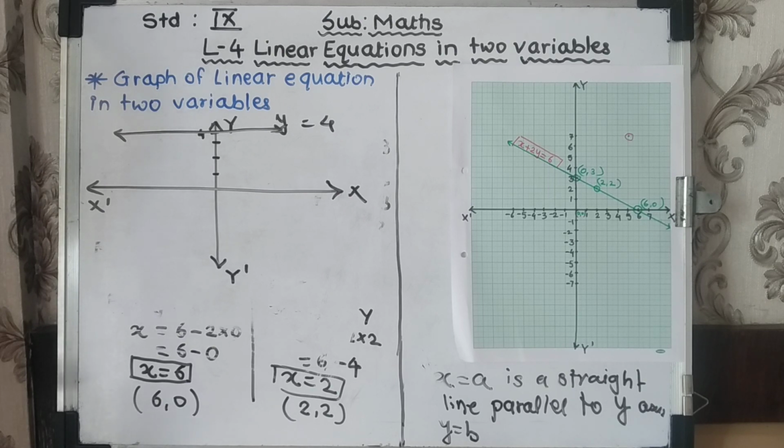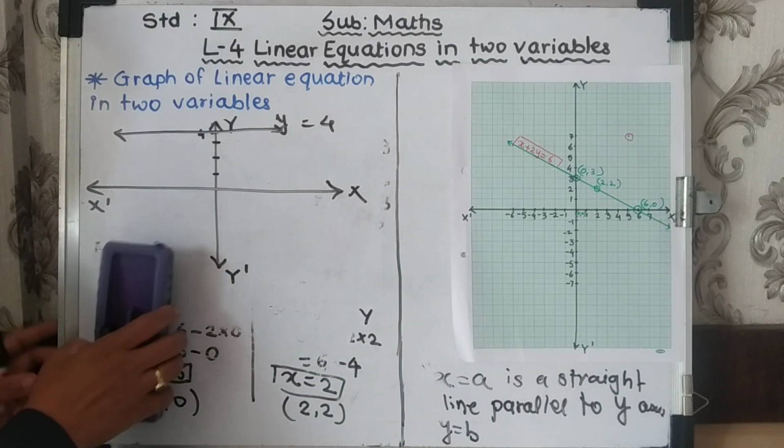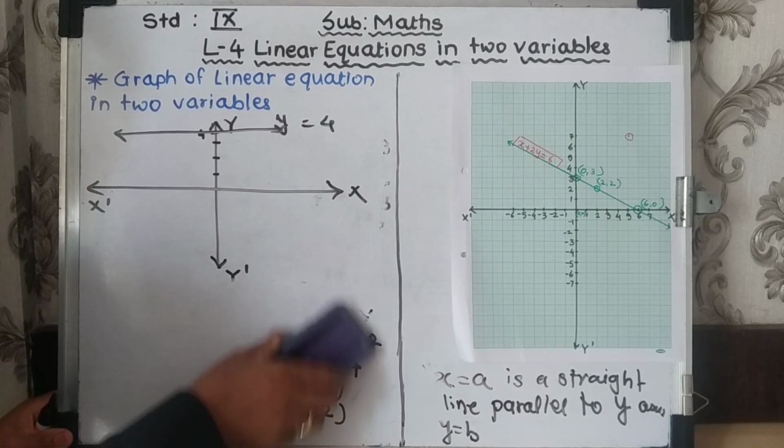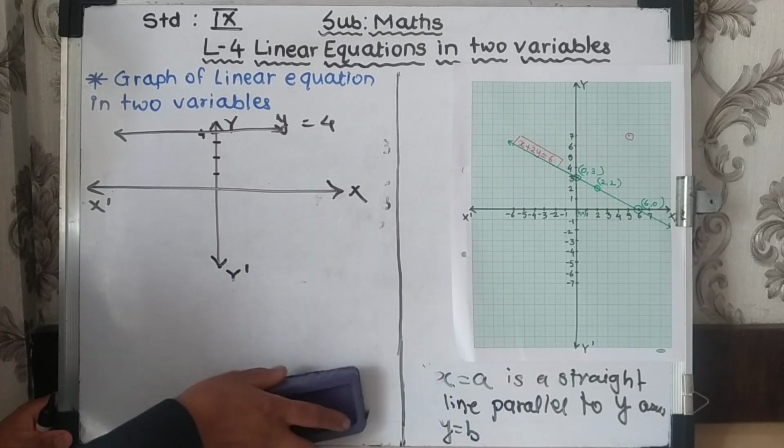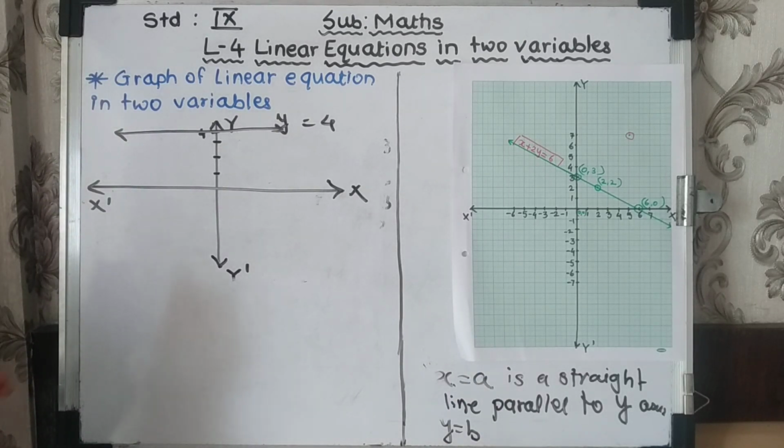Graph of y equals 0 is the x-axis, and graph of x equals 0 is the y-axis. So whenever x equals 0 or y equals 0, that time it is the graph of the opposite axis, that is of the x or y-axis. If there is no constant term, suppose if we are not getting any constant term in an equation, so that time that graph always passes through the origin.